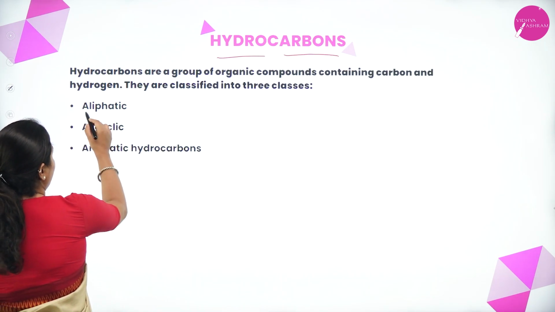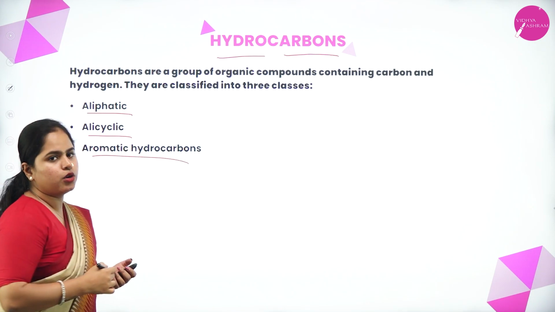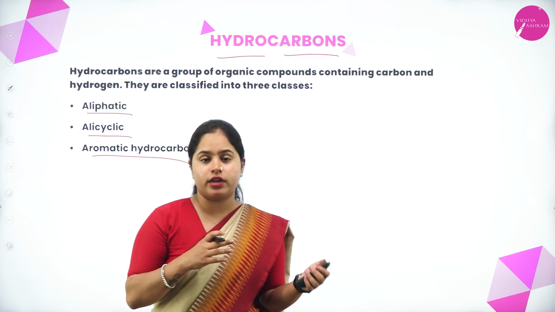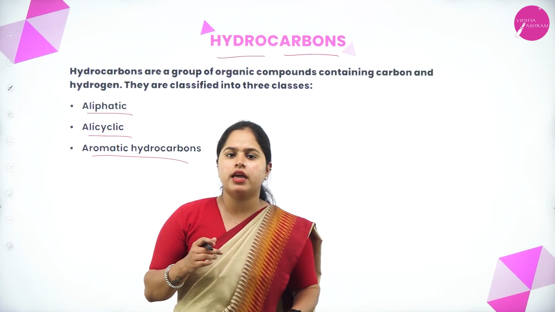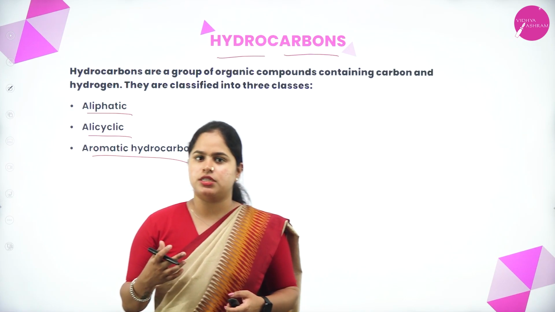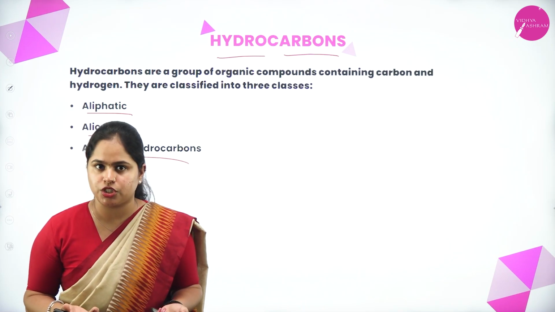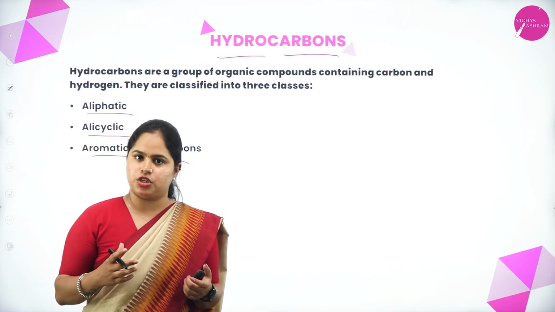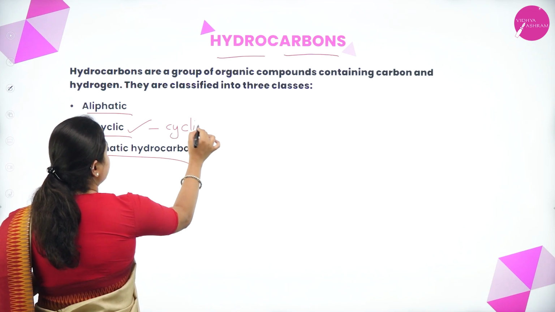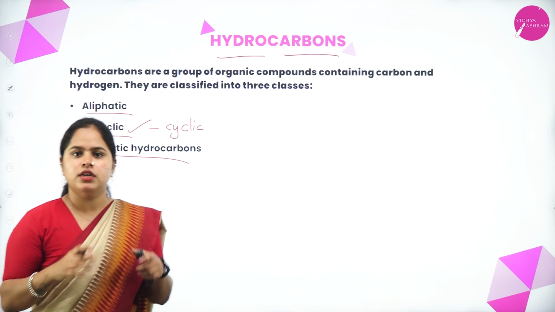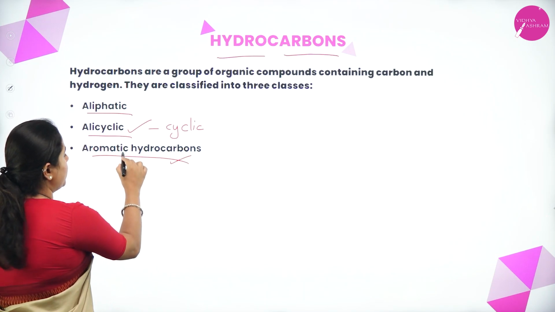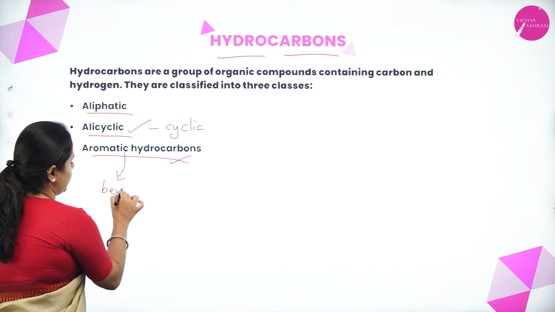Majorly they are classified into aliphatic, alicyclic and aromatic hydrocarbons. Aliphatic hydrocarbons, you already know this, aliphatic organic compounds you have studied. Those are organic compounds, or hydrocarbons in this case, which do not contain any cyclic structures, right? They are also called open chain structures because they do not have any cyclic structures. The next one is alicyclic, or you can also call it cyclic hydrocarbons, which means that they have cyclic structures. And the third one is aromatic hydrocarbons. So aromatic stands for benzene containing compounds.